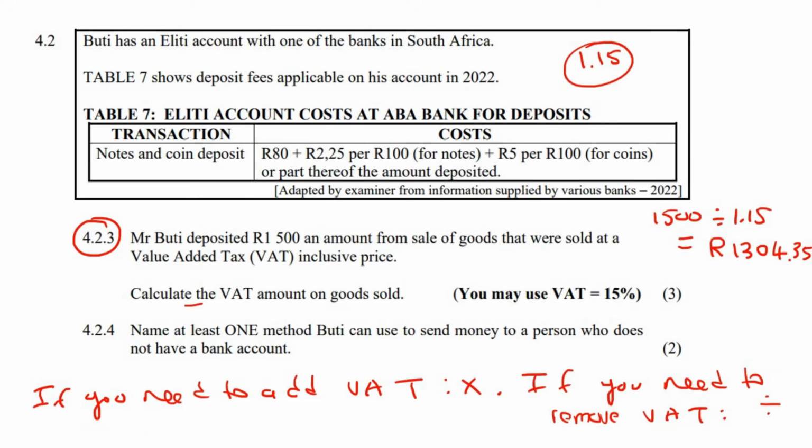So it says now calculate the VAT amount. So then you can just see that's the price with VAT. That's the price without VAT. So by minusing those two, then you can work out the VAT. So you could say 1,500 take away 1,304.35. And that'll give you 195.65.